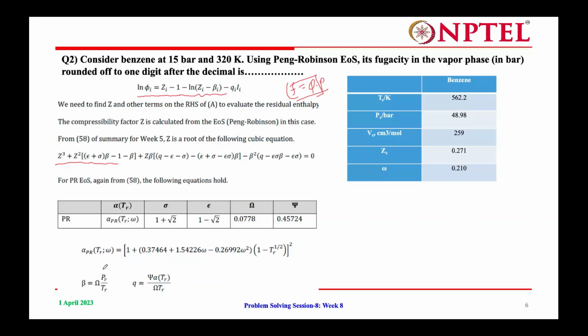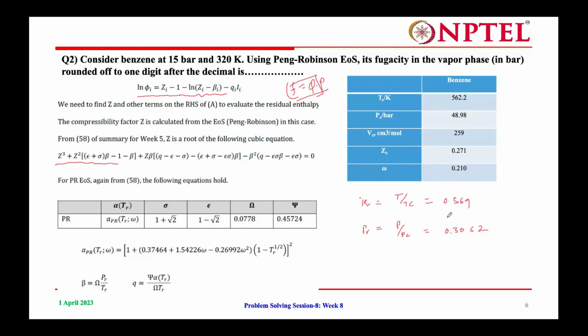Now, first we have to calculate TR and PR, that is T by TC and P by PC. Here T is 320 and TC is 562.2, so TR is 0.569, and PR is 0.3062. The omega value given here is 0.21.